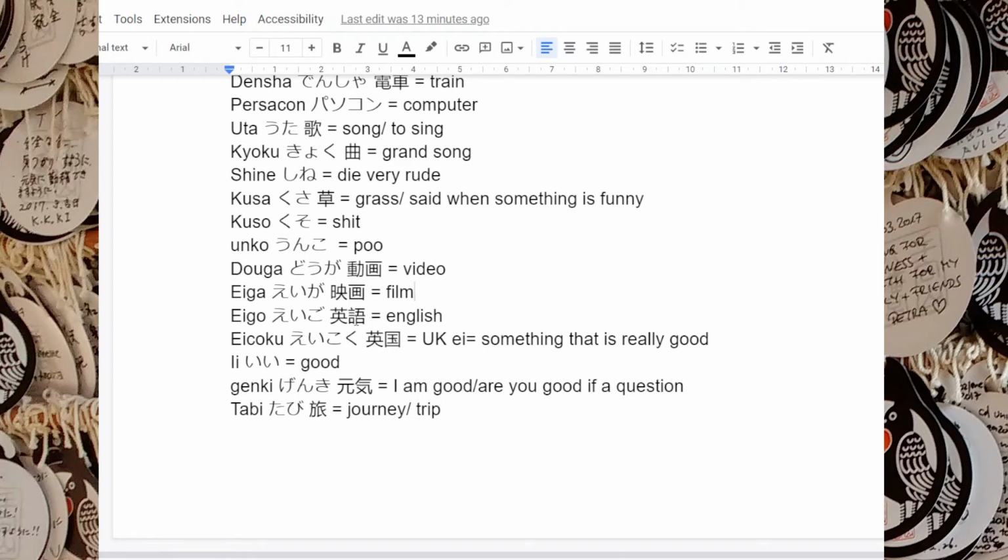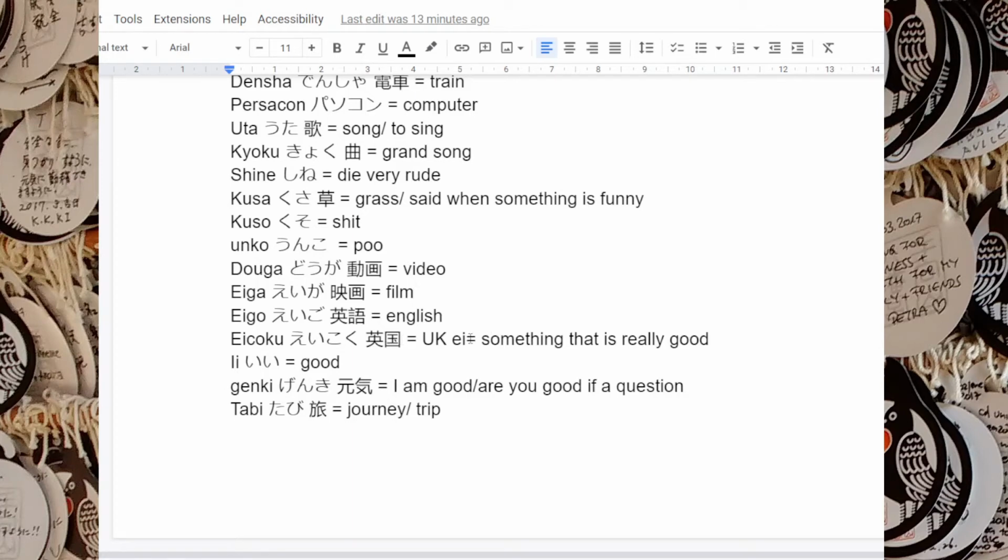And of course, that also reminded me of my own country. So eigo is English. And eikoku is England. You can also say England as Igirisu, which I haven't actually written down there. I don't know why you can say it both ways, but there you go.